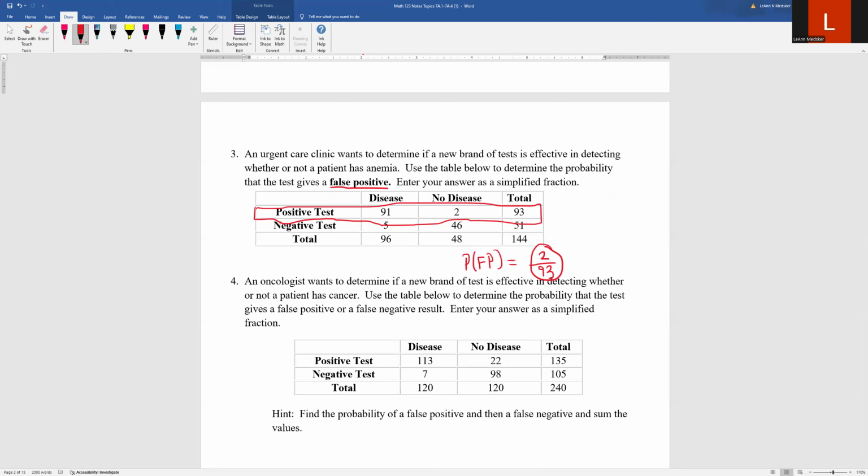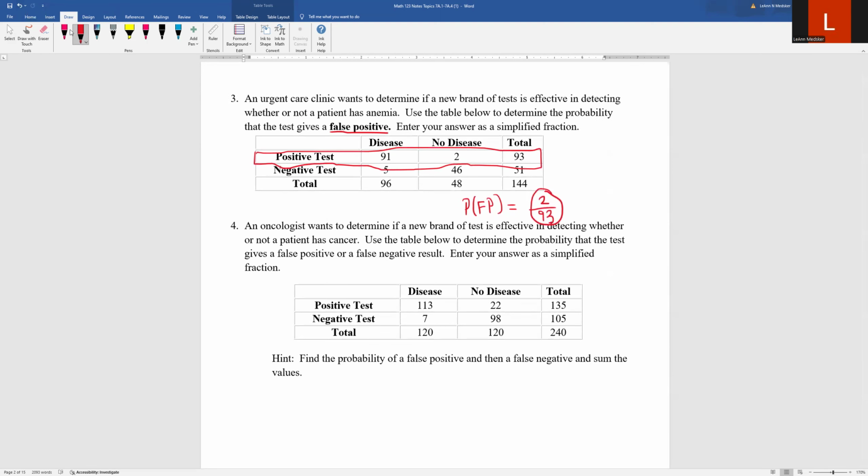An oncologist wants to determine if a new brand of test is effective in detecting whether or not a patient has cancer. Use the table below to determine the test. Now, this one you have to be really careful with. You have to read this. We want to know if it gives a false positive or a false negative. Okay, so that is a plus, remember. If you're doing an or statement, you're adding 2 probabilities together. And then if there's overlap, we have to subtract them.